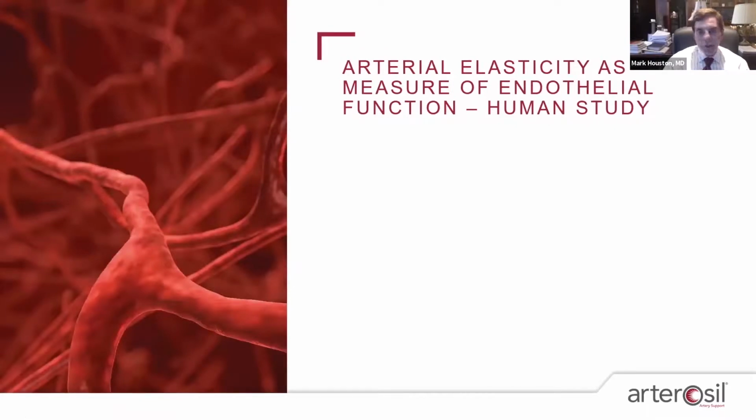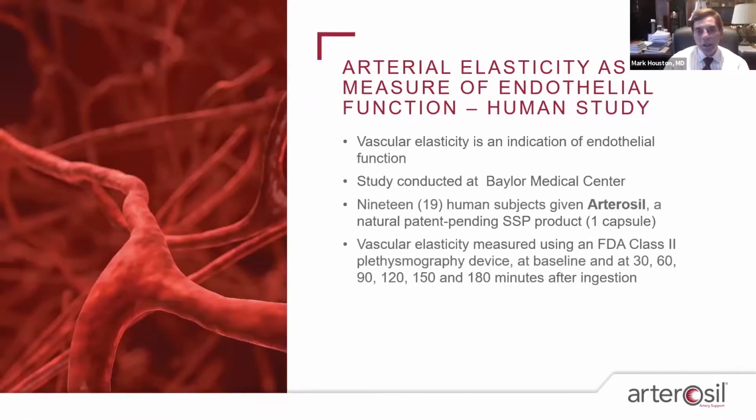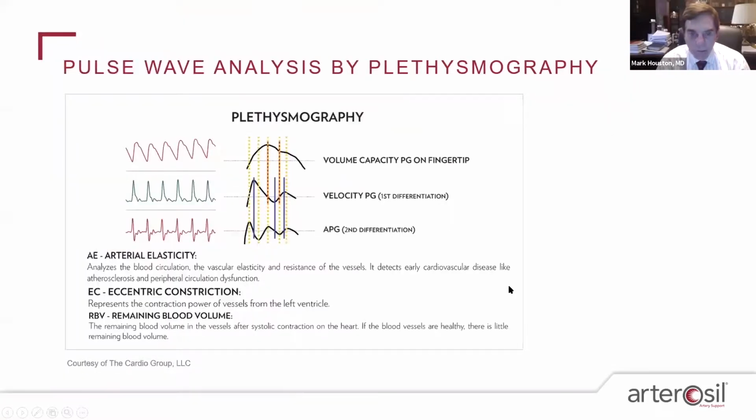So let's look at just some data about arterial elasticity and vascular dysfunction. Vascular elasticity is an indirect measure of endothelial dysfunction, because once the endothelium is damaged, vascular smooth muscle also becomes damaged. This is a study at Baylor University, small numbers, subjects given ARTEROSIL, and then they looked at vascular elasticity using plethysmography at 30 minutes and then up to 180 minutes after ingestion.